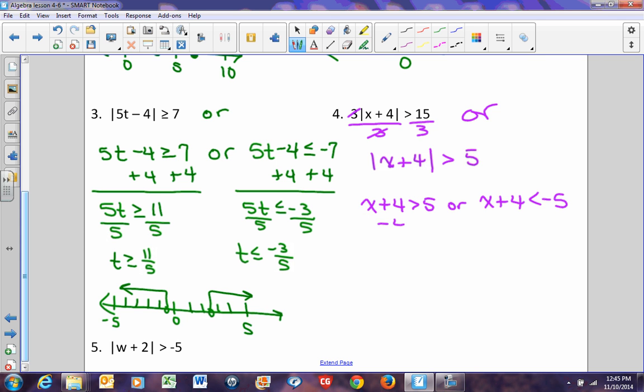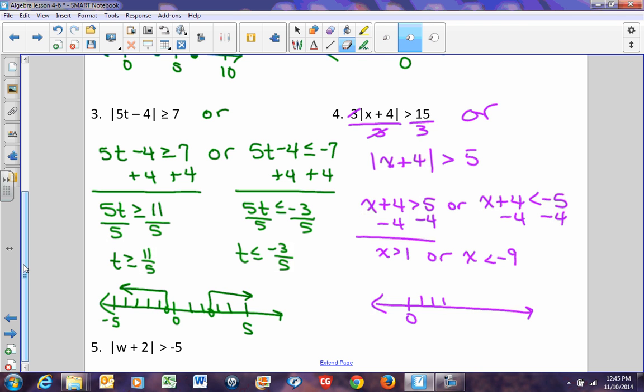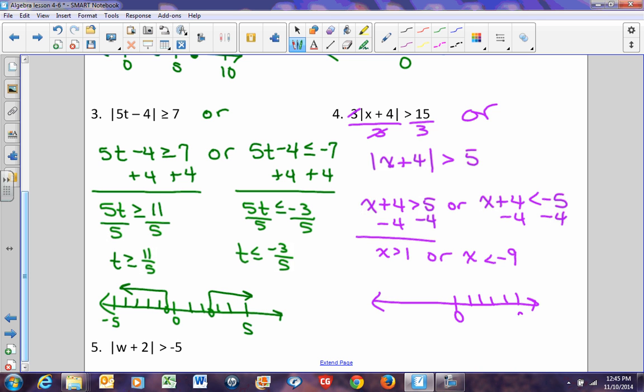I subtract 4, x is greater than 1. Or if I subtract 4 here, x is less than negative 9. So x is greater than 1, goes to the right that way. x is less than negative 9, goes to the left that way.